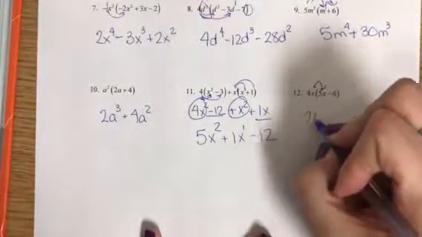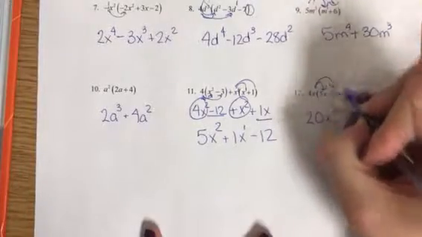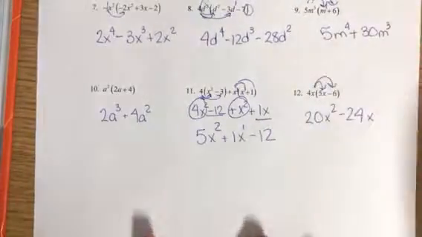And then number 12, we'll get a 20x squared minus a 24x.